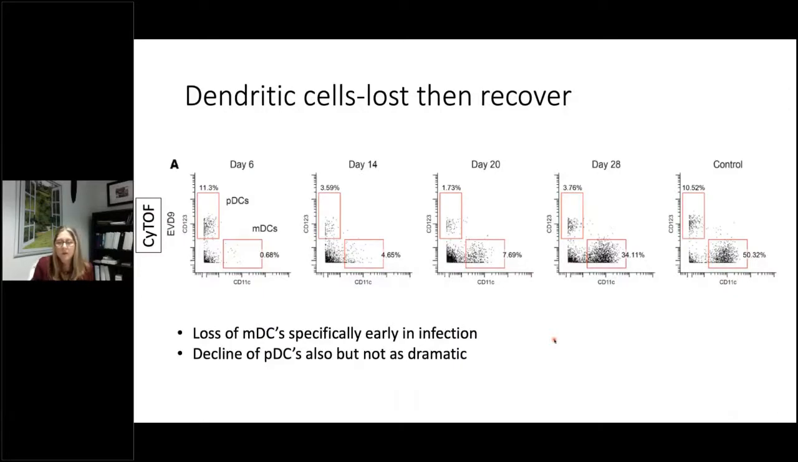So let's move on to the last cell population that I want to cover, and that's dendritic cells. I'm just showing you here, again, data from EVD9 from those 4 time points. The control is on the far right. We're looking at myeloid dendritic cells as defined by CD11C expression and plasmacytoid dendritic cells as defined by CD123 expression. You can appreciate that the myeloid dendritic cells essentially disappear in the acute phase, and then they return in the convalescent phase. We see a little decline in PDCs during the acute phase, but it's not nearly as dramatic as you see for the myeloid dendritic cells.